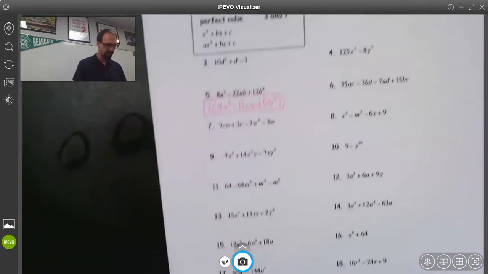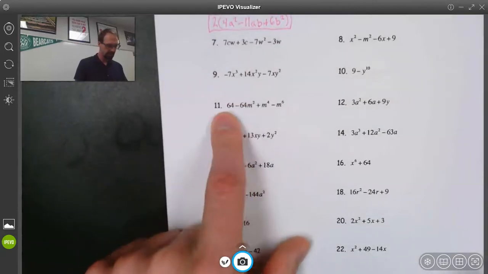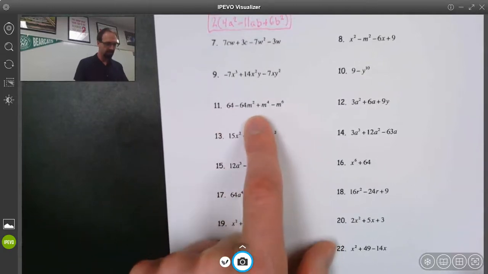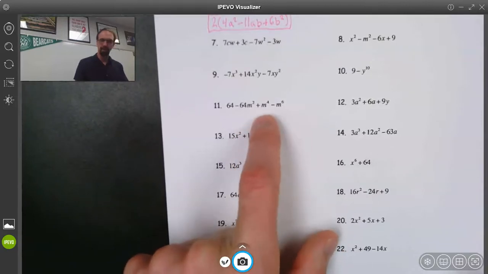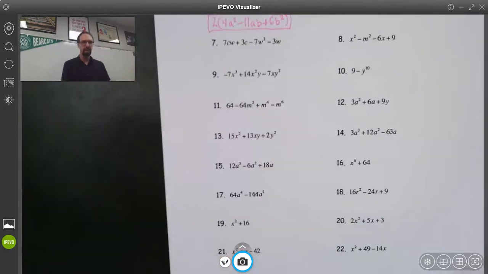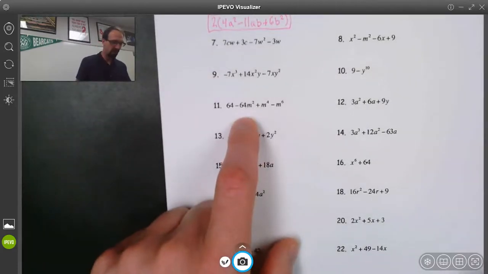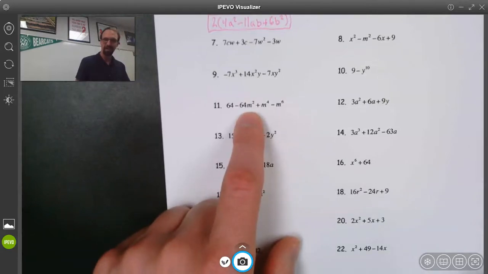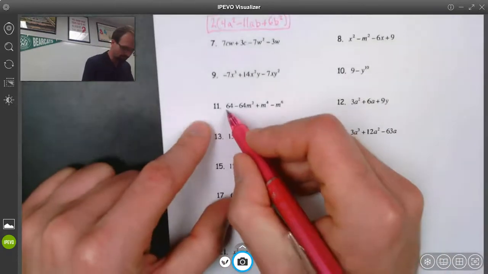Next one I want to do is number 11. Looking at this, number 11, I see that I've got 64 minus 64m squared plus m to the 4th minus m to the 6th. This right here is a red flag on the 3 and 1 grouping method. Be careful, there's a lot of m's going on here. You also may see a 2 and 2 method as well. Let's check that and see if that gives me a nicer result.